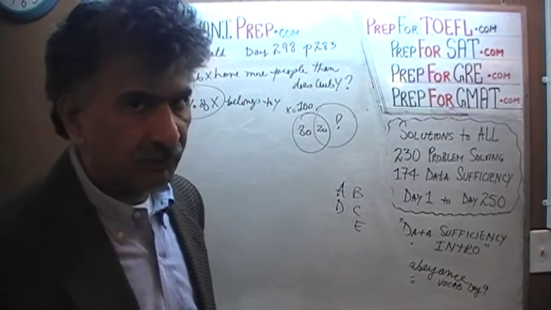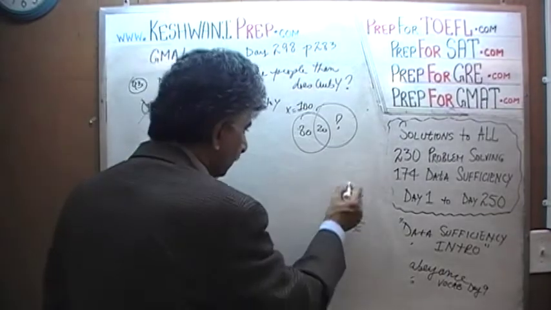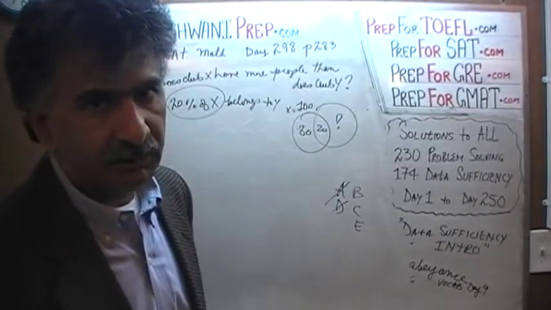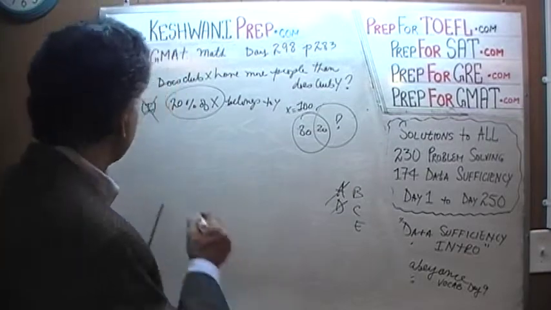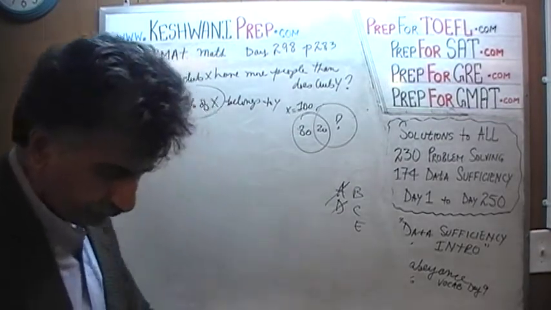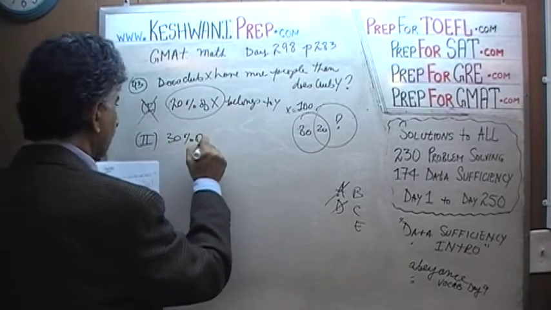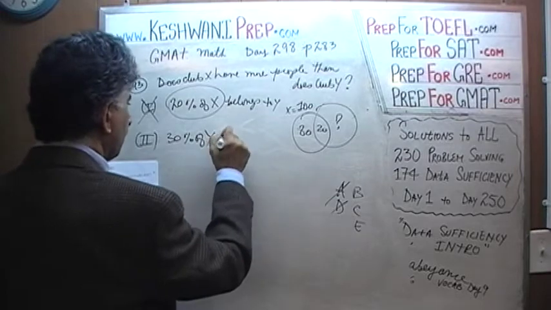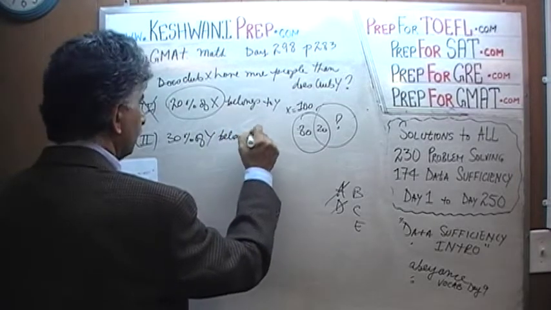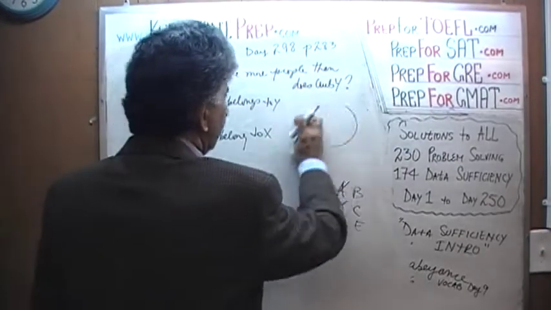Now that we've established that the first statement by itself is not enough, we know that the answer cannot be A or D. It would have to be either B, C, or E. Let's take a look at the second statement. The second statement tells us that 30% of Y belongs to X. Let's see what that tells us.